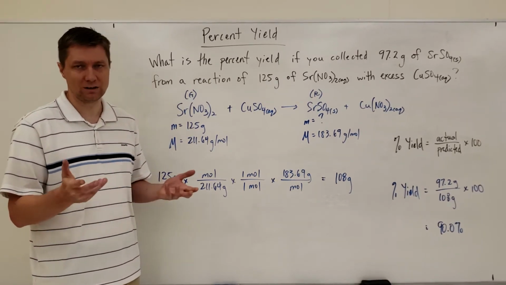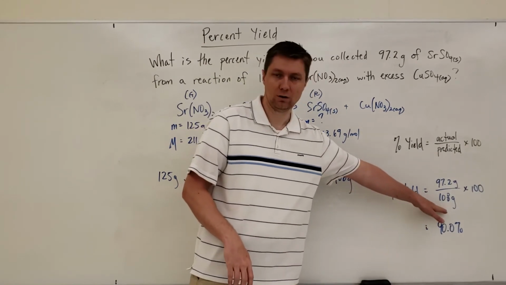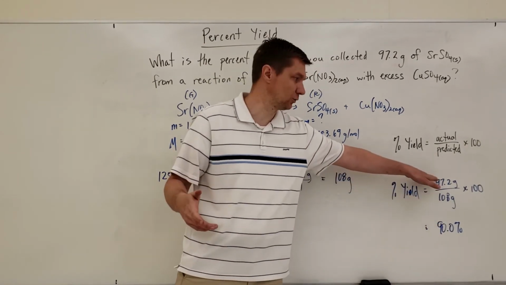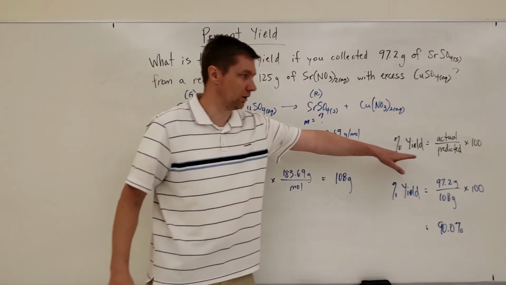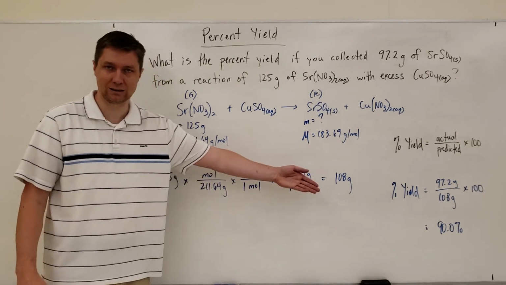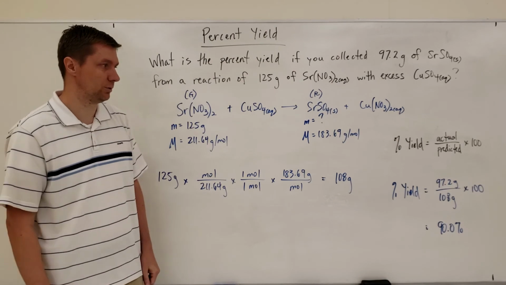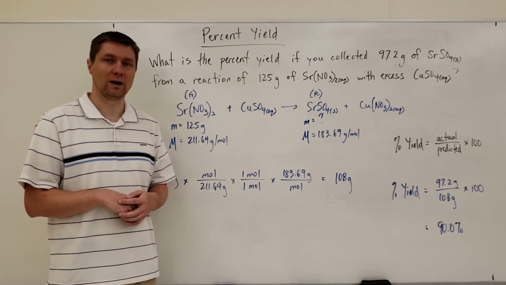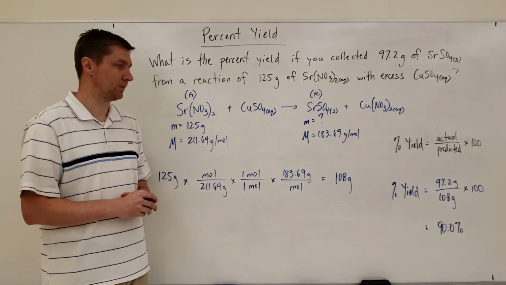One last thing that you might see is a question where they give you a percentage and ask you, okay, what's the actual amount that was collected? Remember, the predicted amount down here on the bottom comes from stoichiometry. So you'll have to do the stoichiometry to get that number, plug it in, and then solve for x, which would be your actual. So you can see questions reverse that a little bit, but that's it for percent yield.